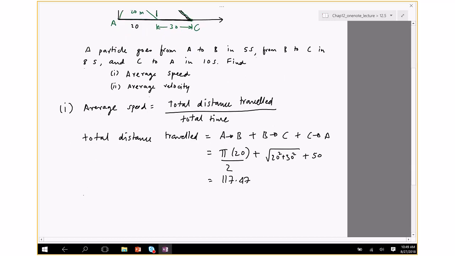So the average speed is 117.47 divided by the total time, which is 5 plus 8 plus 10. That's 5.11... .64 meters per second.